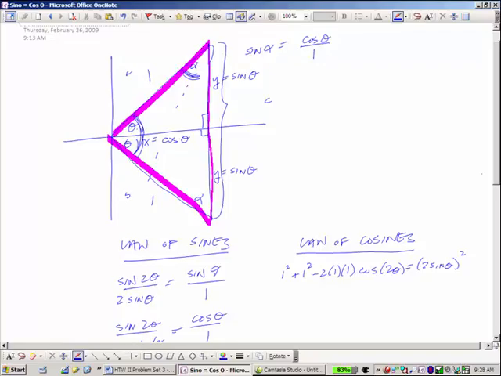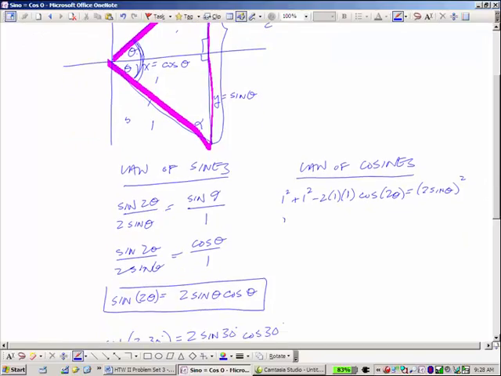All right. So I'm going to do 1 plus 1. I can do that. 2 minus 2 cosine 2 theta is equal to, now I have to square this. So I have to square everything. So it's going to be 4 sine squared theta. So I squared the 2 and I squared the sine. I think I'm going to divide everything by 2. All right, that's going to simplify a little bit. You're going to get 1 minus cosine of 2 theta is equal to 2 sine squared of theta.